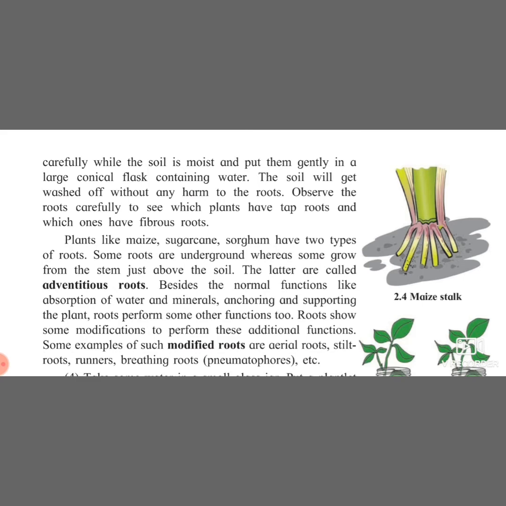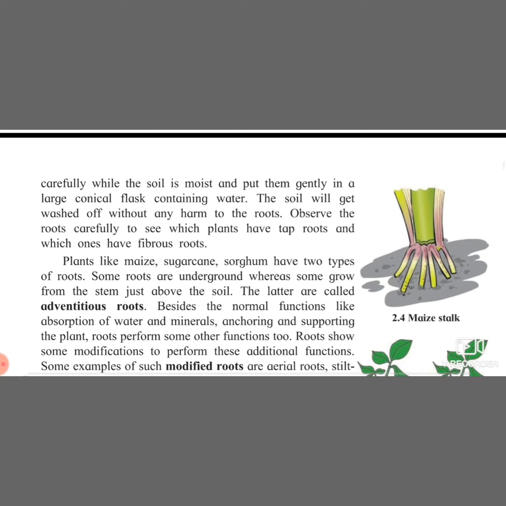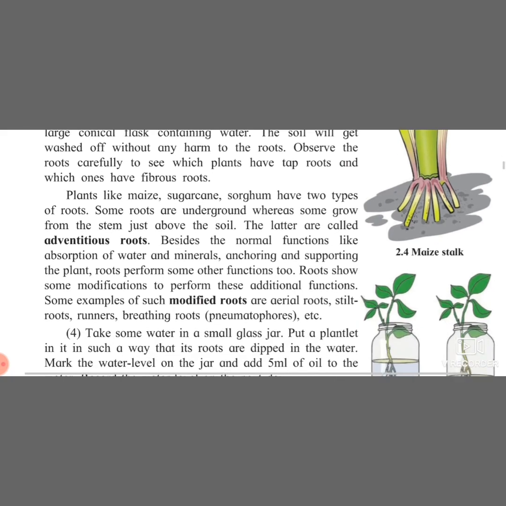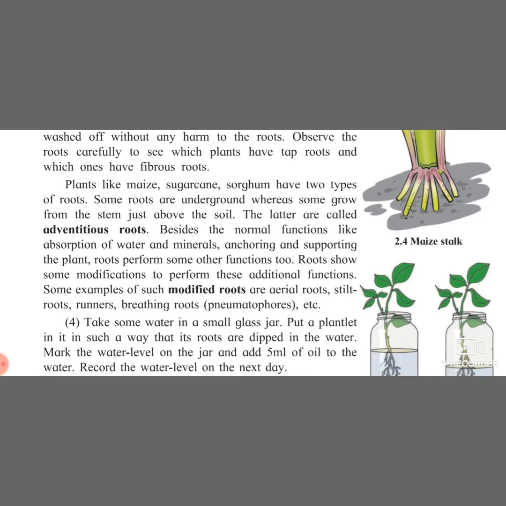Plants like maize, sugarcane, sorghum have two types of root. The earlier part which I have just now skipped was just to tell you how water is being utilized by these roots. Okay, so plants like maize, sugarcane, sorghum have two types of root. Some roots are underground, whereas some roots come out of the stem above the soil.